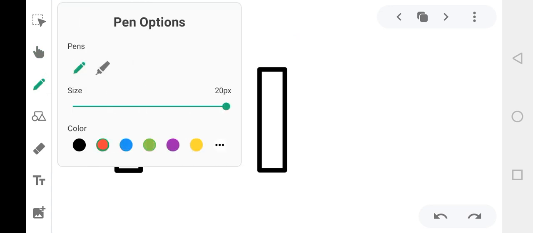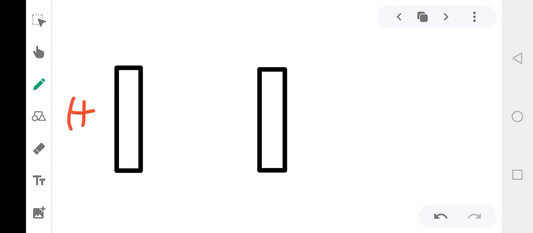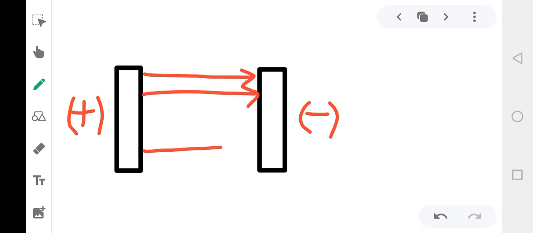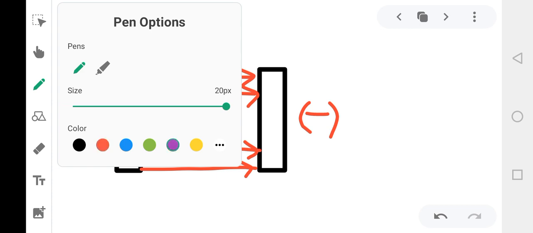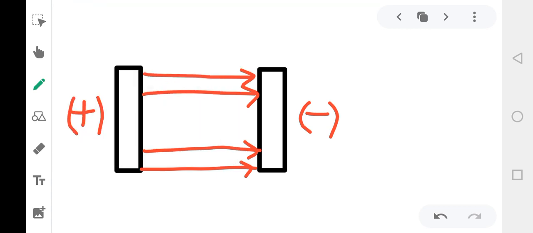Let's say I have these two plates. This is my positive plate, and this is my negative plate. So what will happen? The electric field will develop, and the electric field lines will move from the positive plate towards the negative plate. I am not drawing in the middle because I have to draw a unit positive charge here. So I will draw a unit positive charge here, plus. Let's say this is point A and this is point B.